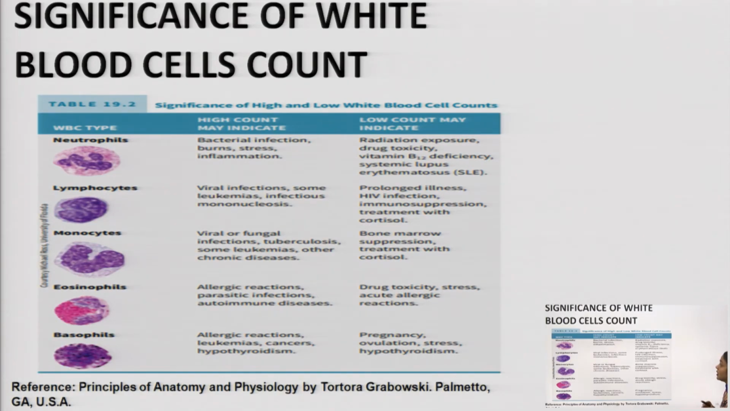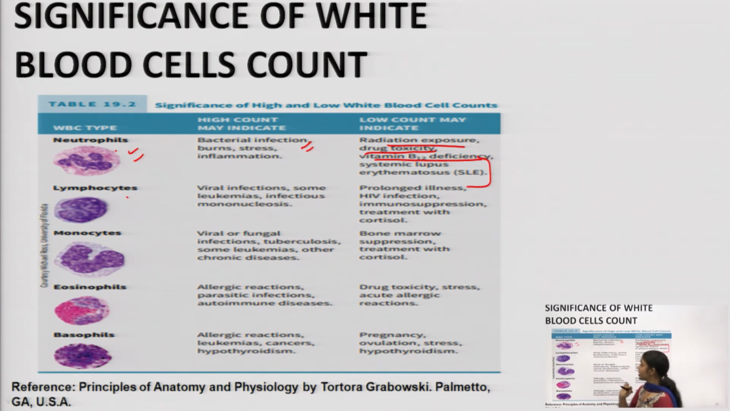Now, this is the significance of white blood cell count. First one, the neutrophils. If there is a high count of neutrophils in your blood, it indicates bacterial infection, burns, stress and inflammation. But if there is a low count of neutrophils, it may be due to radiation exposure, drug toxicity, vitamin B12 deficiency, and systemic lupus erythematosus. This is an autoimmune disorder.